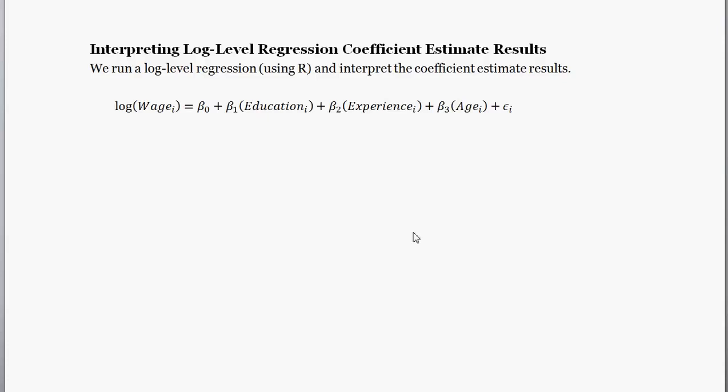Hello and welcome. In this video, we're going to interpret the regression coefficient estimate results of a log-level regression. Suppose that we have the following model that we wish to interpret. Log wage is our dependent variable, our response variable. It's a function of an intercept, a single number in front, plus beta 1 times education, plus beta 2 times experience, plus beta 3 times age, and then our error term.